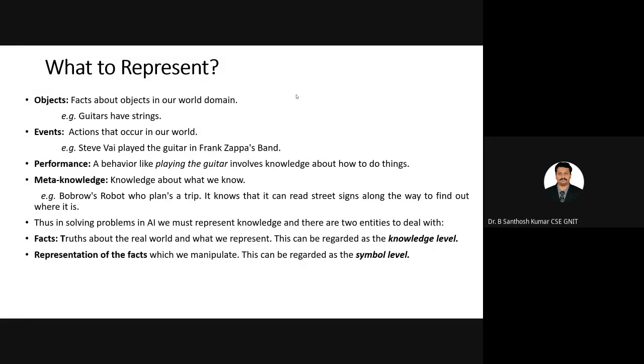Then we talk about meta-knowledge. Meta-knowledge is knowledge about what we know. For example, a robot that plans a trip knows that it can read street signs along the way to find out where it is. This is an example.